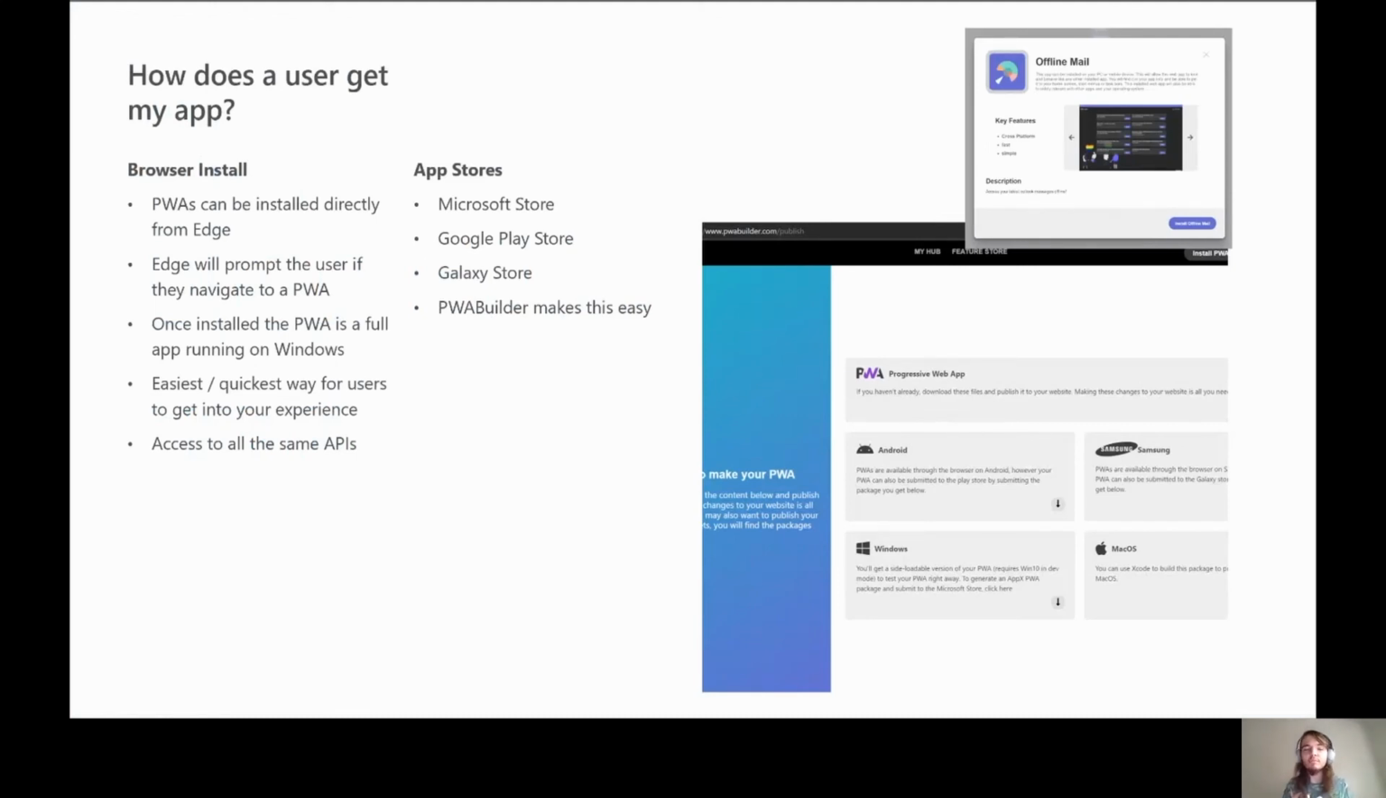And this is one of my favorite parts about progressive web apps. First, there are two ways that users can get your application when you ship a progressive web app. First, browser install. PWAs can be installed directly from Edge. When a user navigates to a site that is a PWA, for example PWABuilder.com itself, in Edge, you will get a prompt in the URL bar that asks you if you want to install this application. Once you install that, the user then has your app running on their machine.